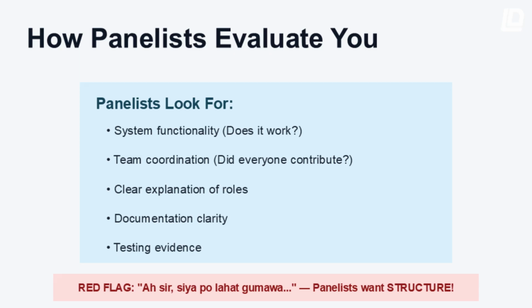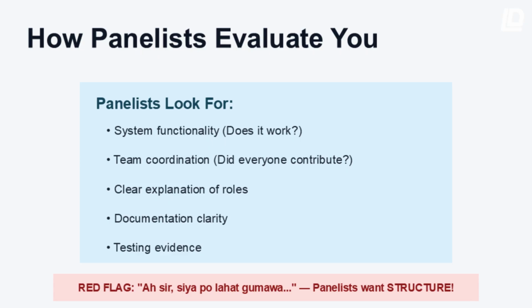Let's talk about how panelists actually evaluate your capstone. First, system functionality. Does it work? Does it meet the requirements? Second, team coordination. Can you demonstrate that everyone contributed meaningfully? Third, clear explanation of roles. Can each team member articulate what they did and why it mattered? Fourth, documentation clarity. Is your technical documentation professional and complete? Fifth, testing evidence. Can you prove you tested systematically?